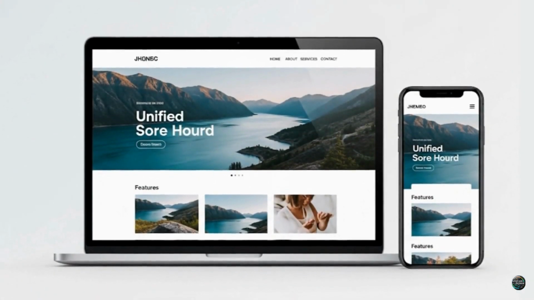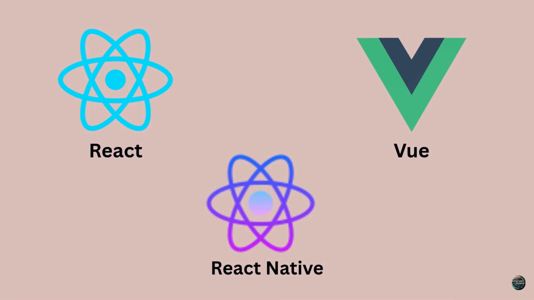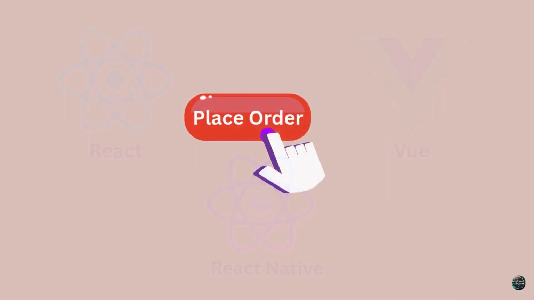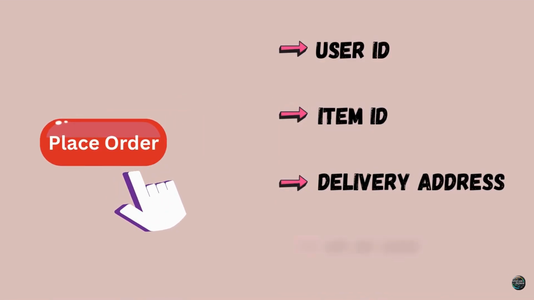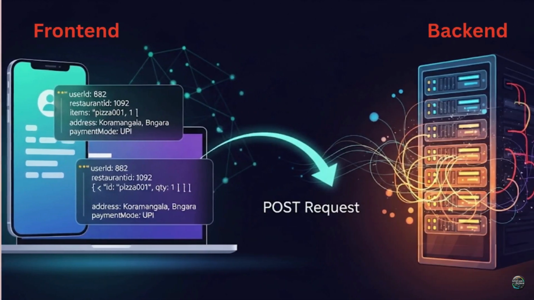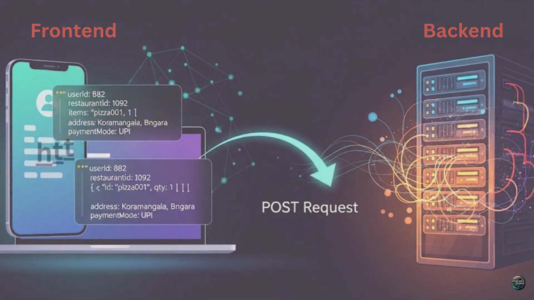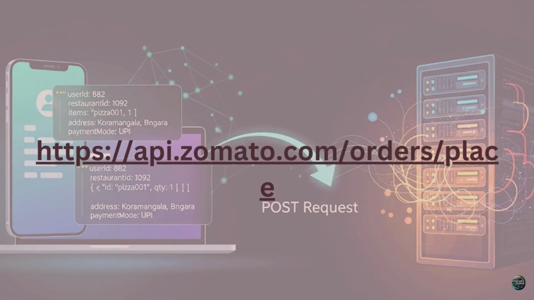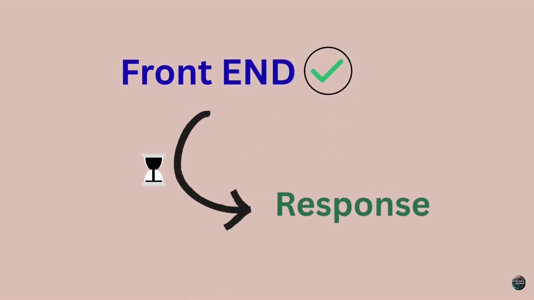Frontend collects your data. The frontend is the app or website you are using. It's usually built using React, Vue, or React Native for mobile. When you tap place order, the frontend collects everything: your user ID, the restaurant and food item IDs, your delivery address, your payment options like UPI or card. All this is packed into a small data format called JSON, like this. Now the frontend sends this to the backend using a POST request to an API like zomato.com/orders/place. The frontend's job is now mostly done. It waits for a response.